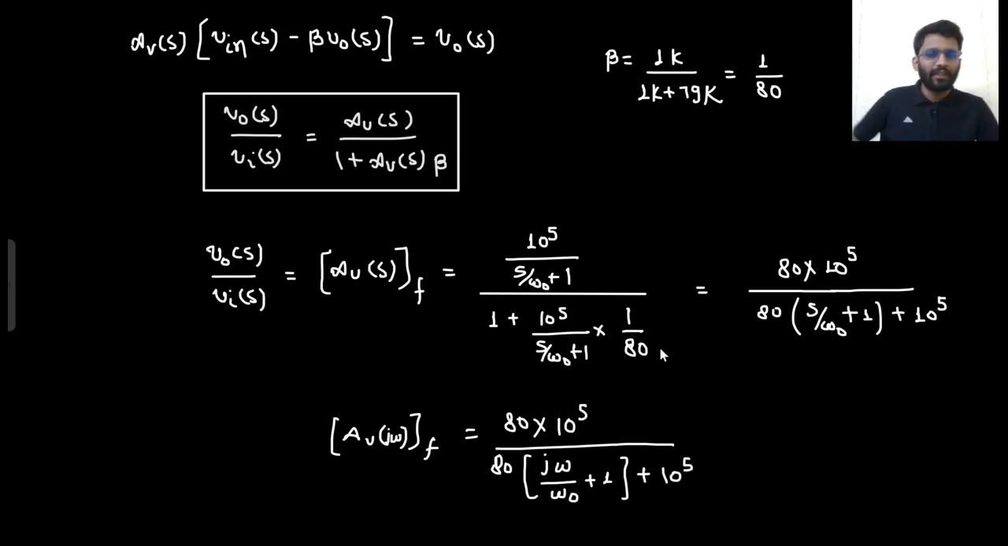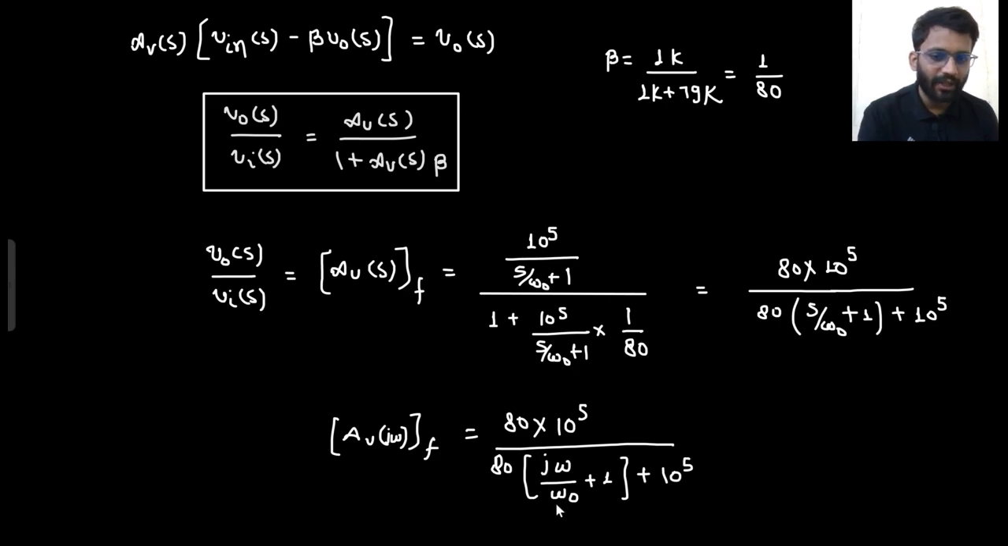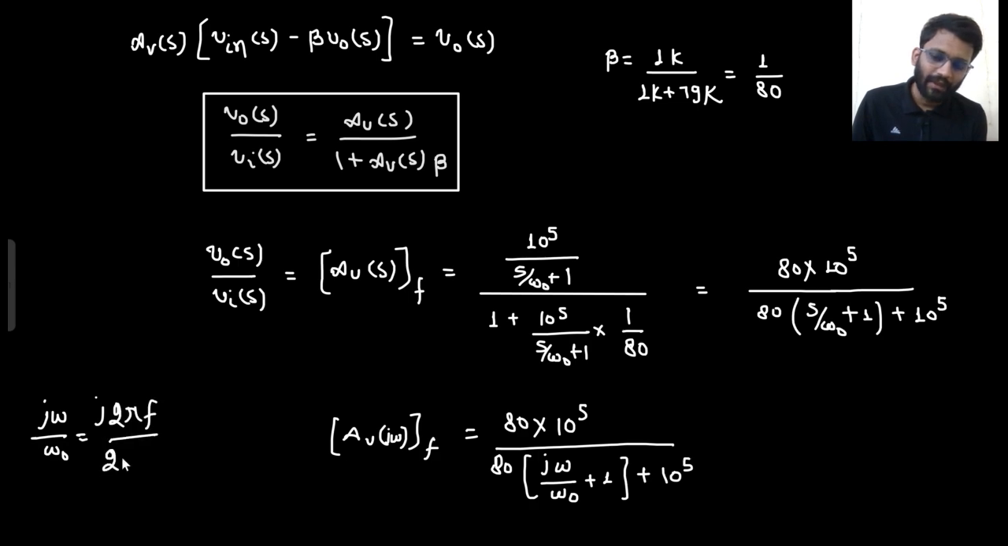Now, where are they asking you the gain? They are asking you the gain at 15 kilohertz. What is the value of omega naught? 16 pi. But I am going to put f naught value only, because I can replace this j omega by omega naught by j f by f naught. Look, what is written, j omega by omega naught? What I can write: j into 2 pi f divided by 2 pi f naught. That would be j f by f naught, right? So this is what I am going to do now.